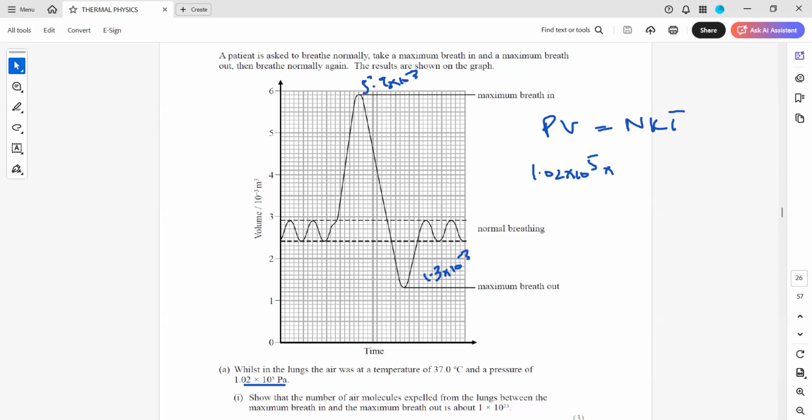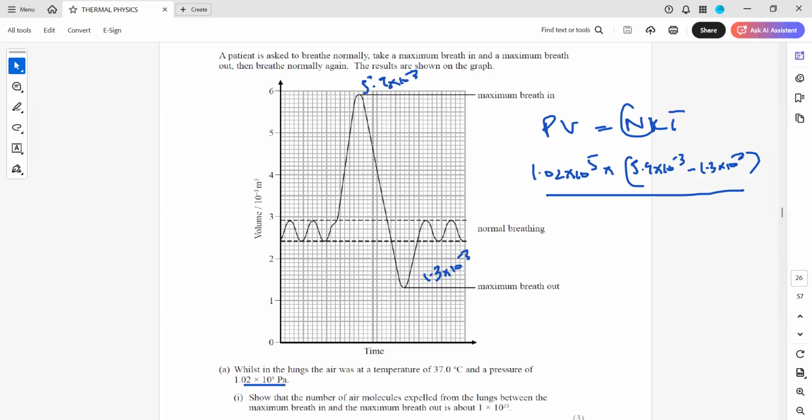So what will be the change in the volume? The difference in the volume is how much air is being released. So 5.9 into 10 to the power minus 3 minus 1.3 into 10 to the power minus 3. That will give us the change in volume.